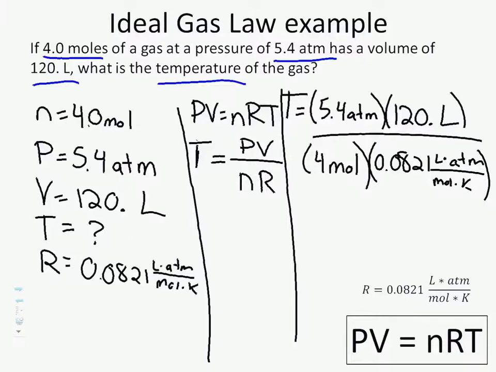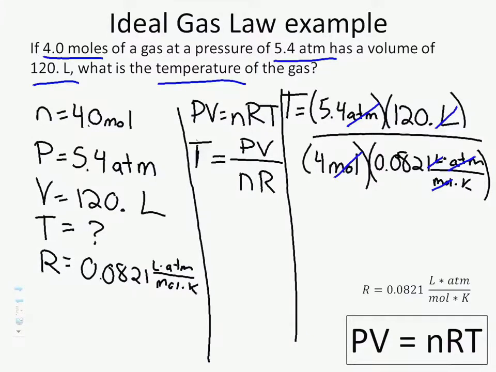Okay? The thing that I find that students have a hard time with is making their units cancel. So let's start with the easy ones. Atmosphere is on top, atmosphere is on bottom. Liters is on top, liters is on bottom. Now let's cover up that top part of this expression. So pretend the top part, the 5.4 times 120, doesn't exist. Just look at the bottom. Moles is going to cancel out with moles because moles is on top, moles is on the bottom there.